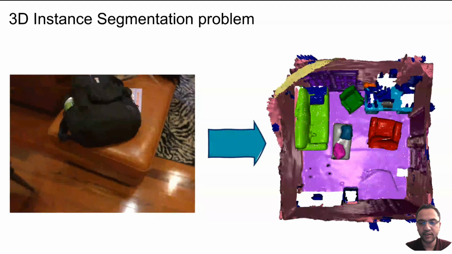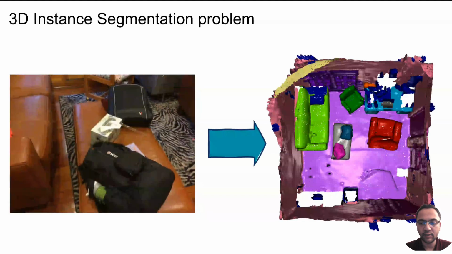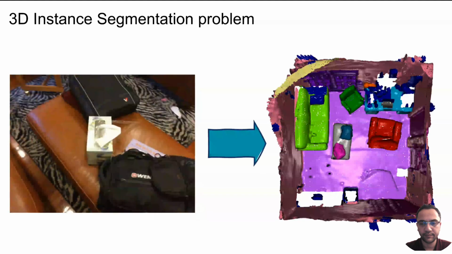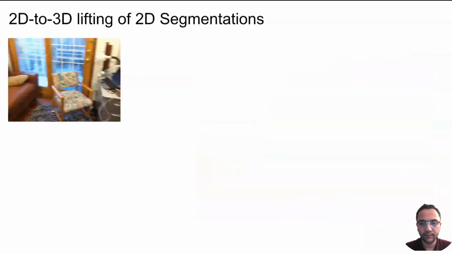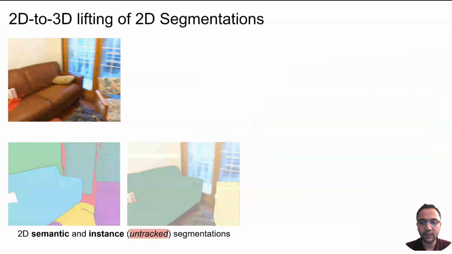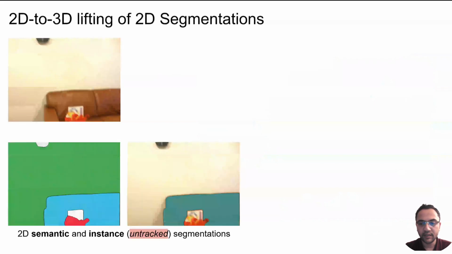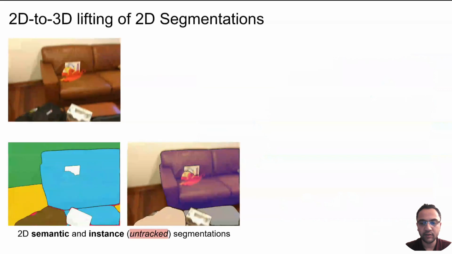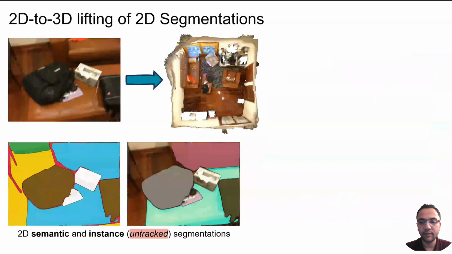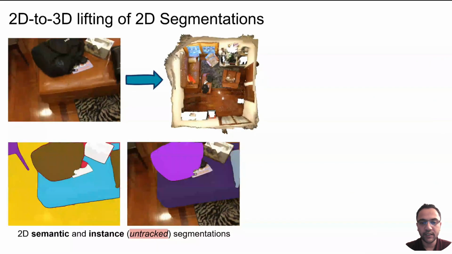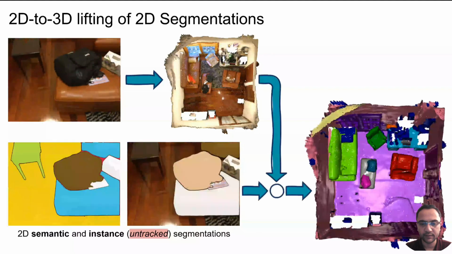Training 3D instance segmentation models is challenging because of the lack of large-scale annotated datasets. To solve this problem, we propose leveraging powerful 2D segmentation models for 3D segmentation. We introduce a method to lift these 2D segmentations to 3D and fuse them by means of a 3D neural field model to obtain a complete 3D segmentation of the scene.